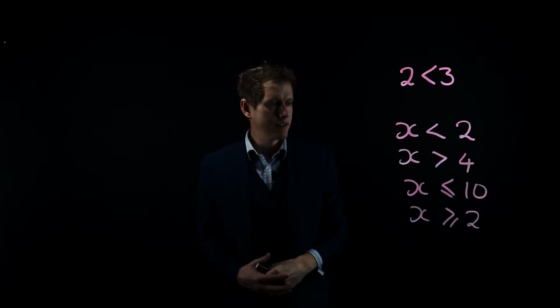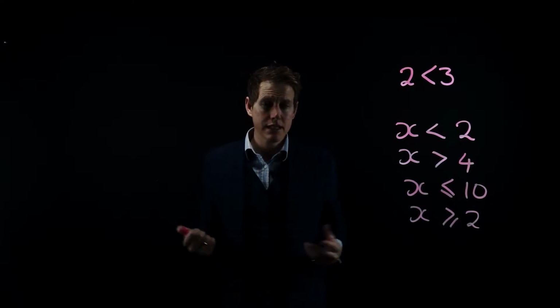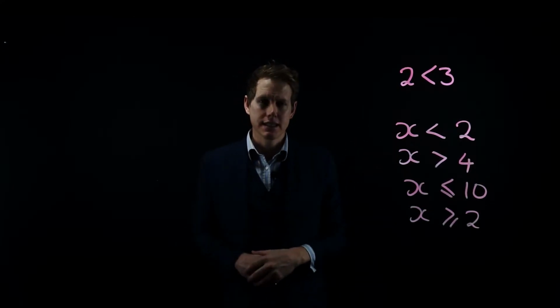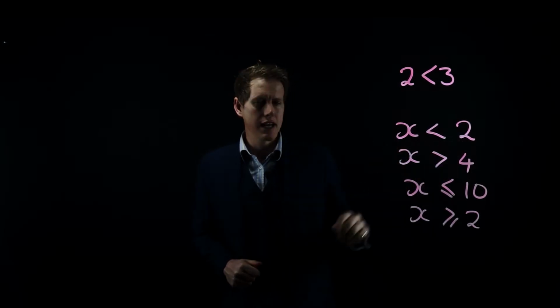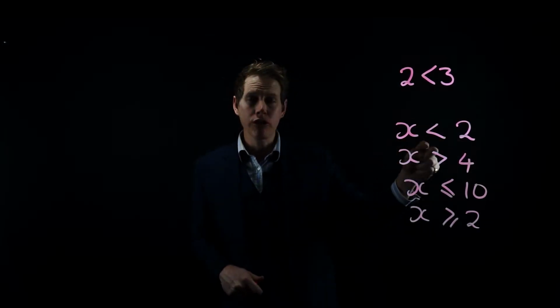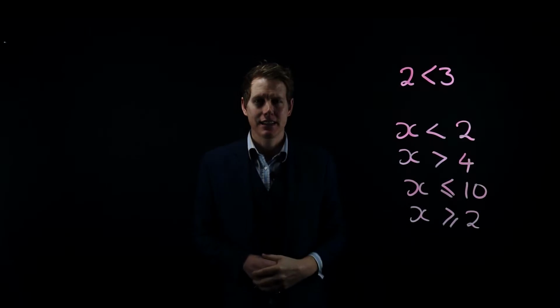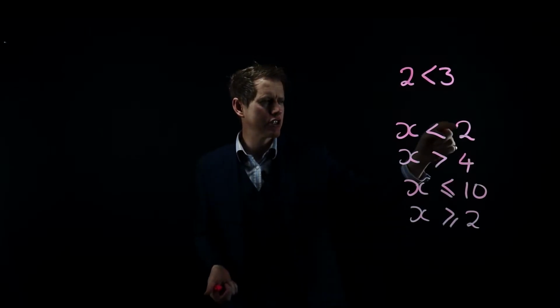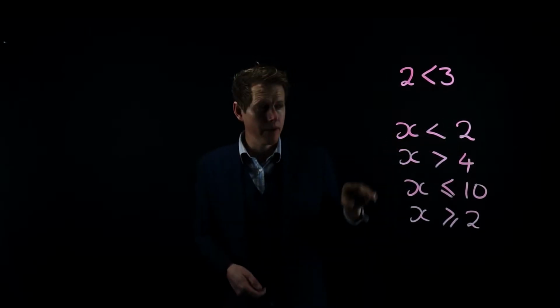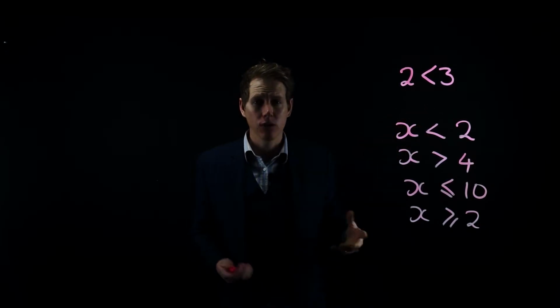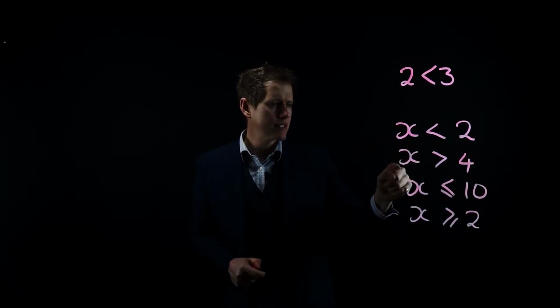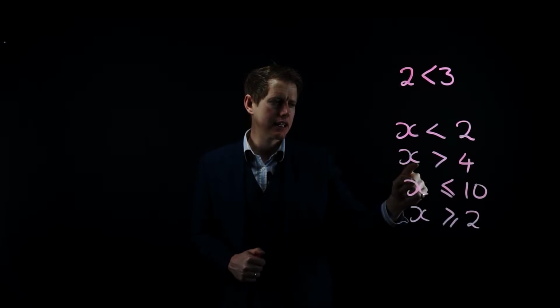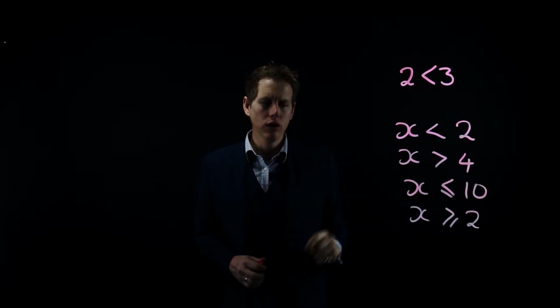So here are a list of different inequalities. In each of these cases, x is a different number. In the first case, we read this as x is less than 2. I could read it the other way around and say 2 is bigger than x, but remember, our crocodile is greedy and always wants to eat the bigger number. This we read as x is greater than 4.